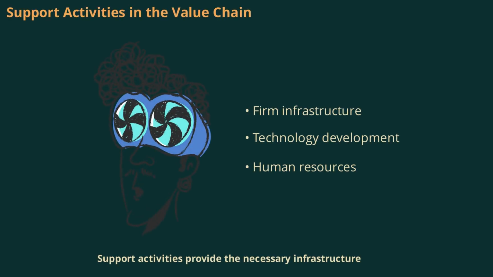Support activities provide the necessary infrastructure for primary activities to function effectively. Firm infrastructure includes management, finance, and quality assurance. Technology development covers research, IT, and innovation. Human resource management focuses on hiring, training, and maintaining a positive culture. Procurement involves sourcing materials and resources. Enhancing support activities can lead to improvement in primary activities and overall value creation.